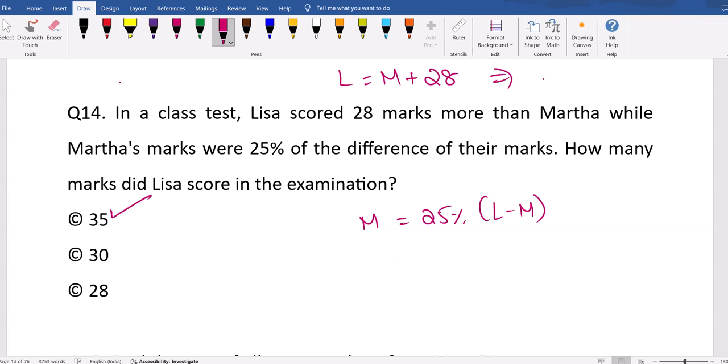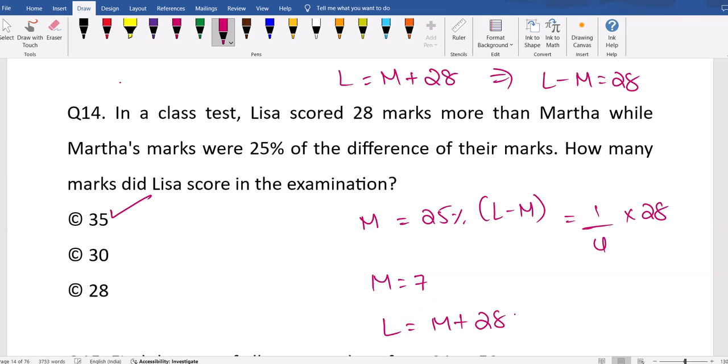L minus M here is 28, no? So 25% means divided by 4. Martha's marks are 7. Lisa's marks are Martha plus 28, which is 35. Check it out here, 35 is the answer. Lisa's marks are 35.